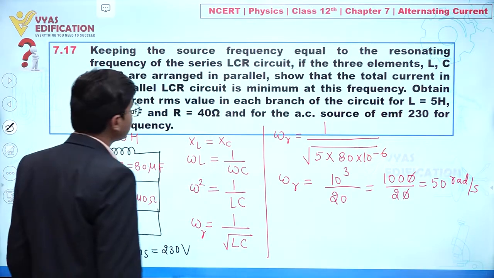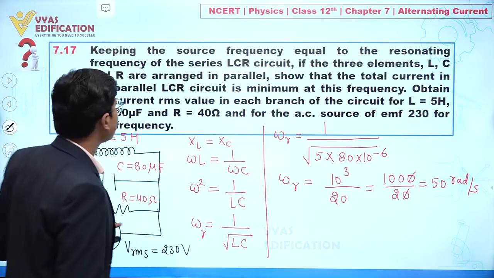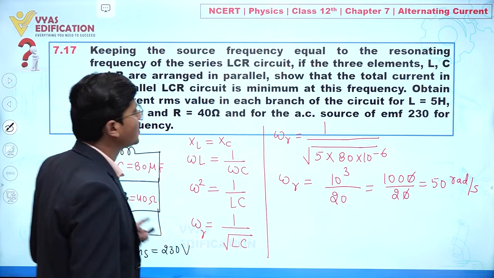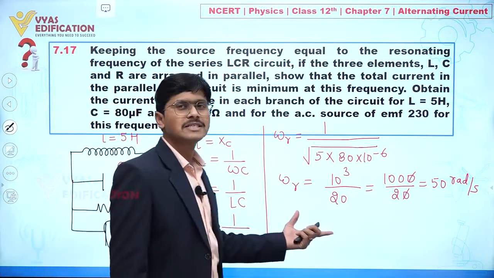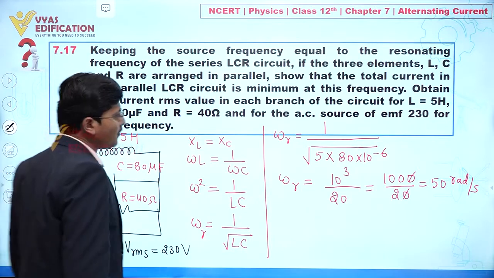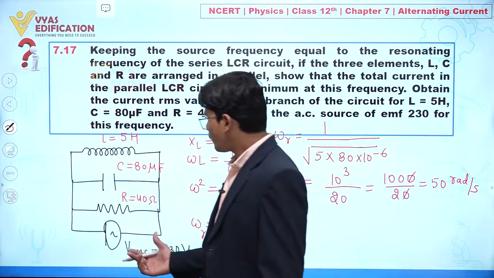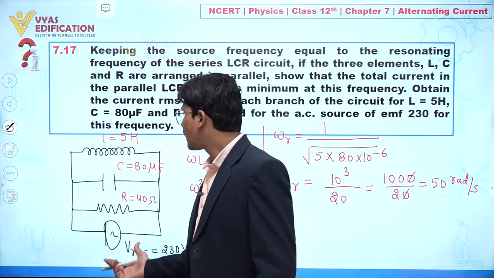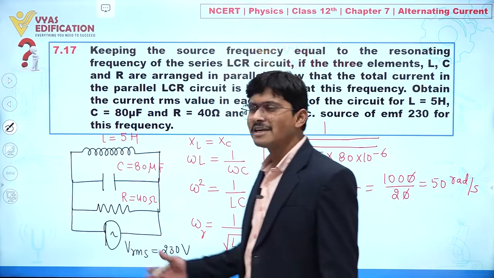Now it is given in this question that we have to show that if we connect all these elements in a parallel combination, the total current at this frequency is minimum. Yes or no? So how can we find it? First of all, you have to keep one thing in mind. Whenever we have an alternating source in parallel to these elements, the potential difference across each element remains the same.